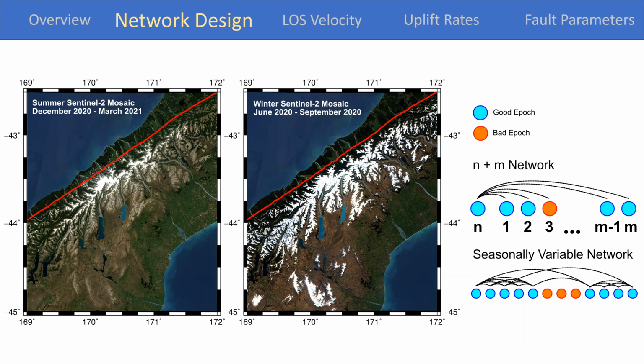Therefore, instead we're going to use a seasonally variable network where we create dense networks of interferograms over coherent summer months and then connect these networks together using a few coherent long baseline interferograms. And we're going to prioritize interferograms that are coherent in a region adjacent to the fault, approximately the size of one burst, that appears in all 4 different tracks.